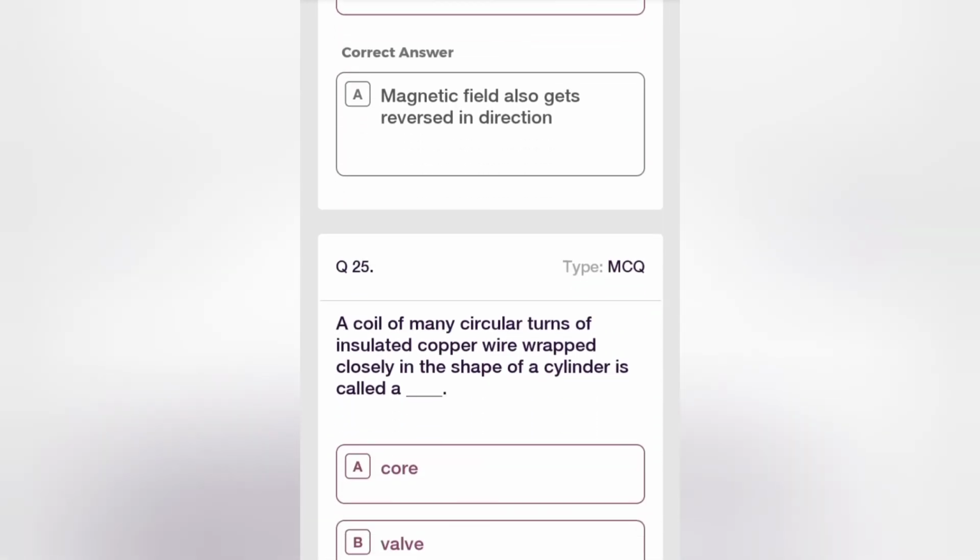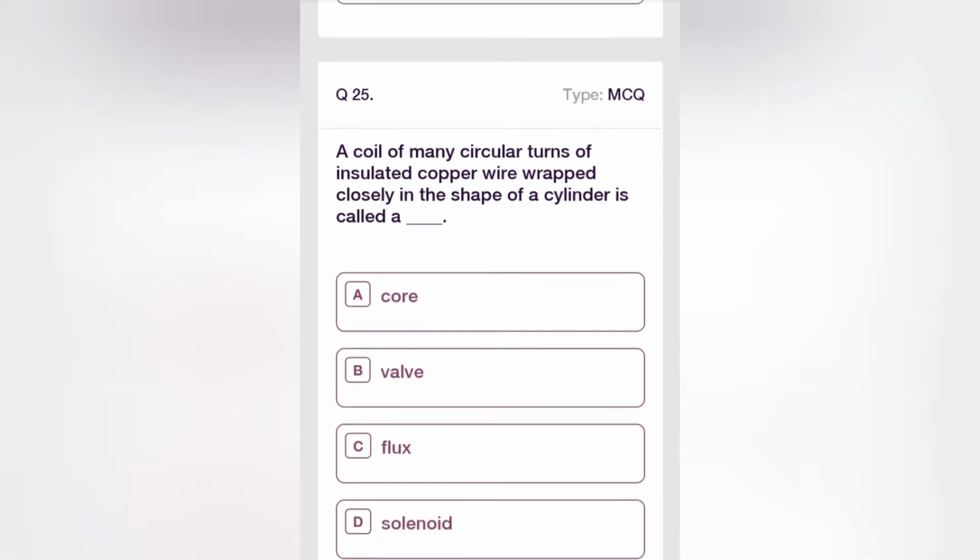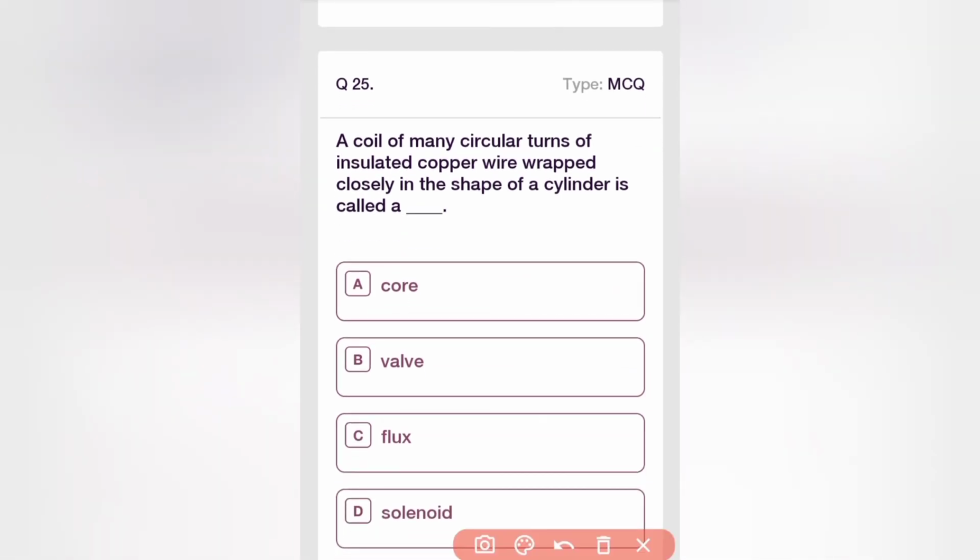A coil of many circular turns of insulated copper wire wrapped closely in the shape of a cylinder is called: core, valve, flux, solenoid. It is option D, solenoid.